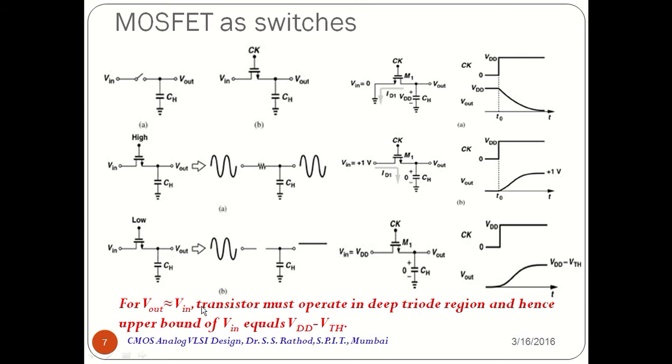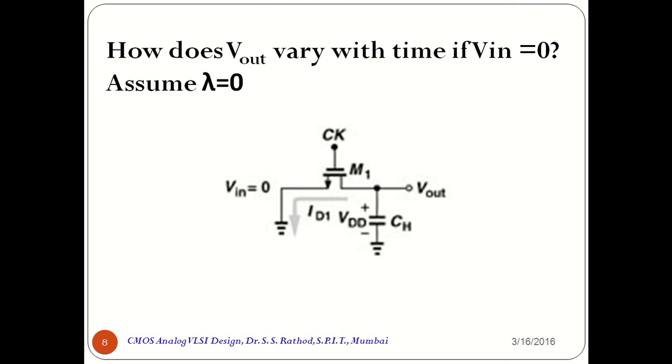Thus, we can say that for V output to be nearly equal to V in, the transistor must operate in the deep triode region, which is shown in the middle figure by a resistor, wherein output voltage will follow the changes in the input voltage. So the input voltage that you apply has an upper bound and it must be limited to a maximum value of VDD minus VTH. If you apply input voltage more than VDD minus VTH, then it will be clipped, or you can say the switch will be turned off.